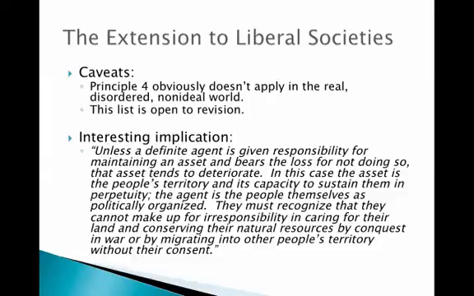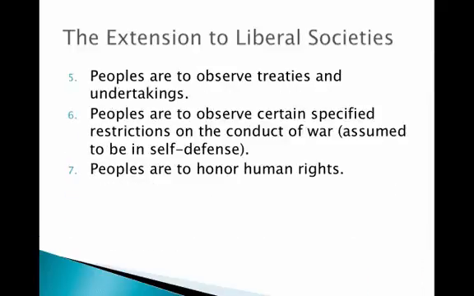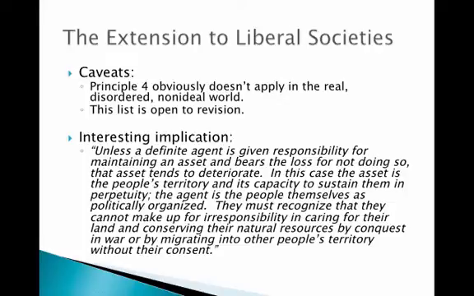Some caveats first, though. Principle 4, the non-intervention constraint, obviously doesn't apply in the disordered, non-ideal world. So this is an ideal-world scenario. If there's a genocide going on, most people would say we should intervene and prevent the genocide. For example, a lot of people wanted us to intervene in Darfur. There's also the fact that this list is open to revision, according to Rawls.